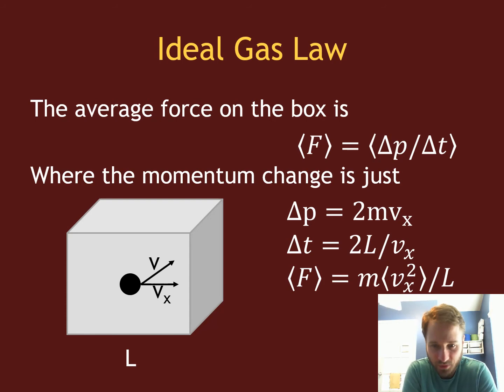And so the momentum change is 2 times the mass times the velocity in the x direction, because it hit the wall and went back the other way. We're assuming these are purely elastic collisions, no intermolecular forces, things like that.